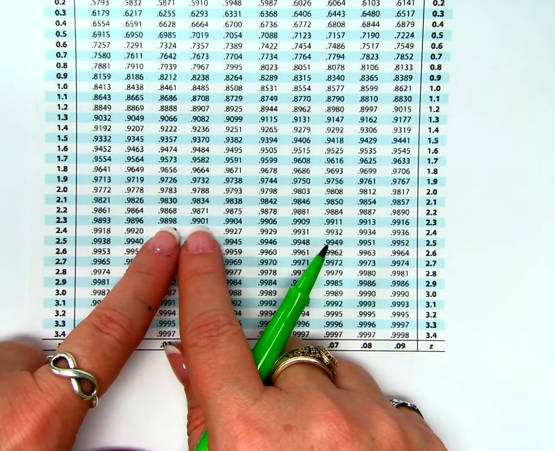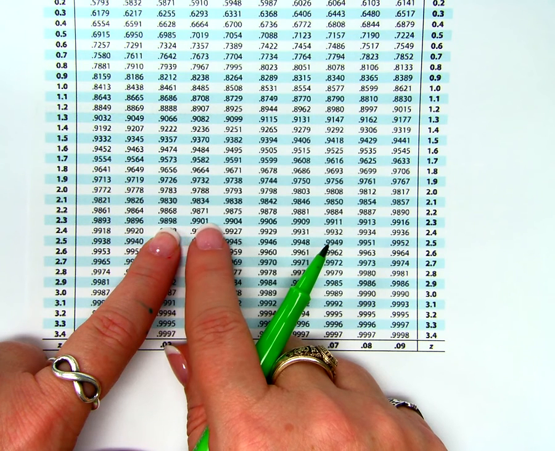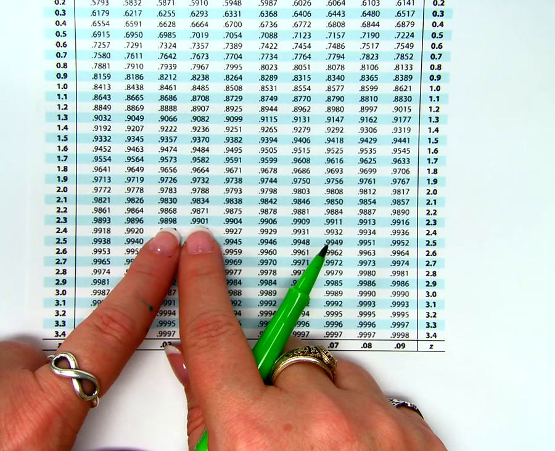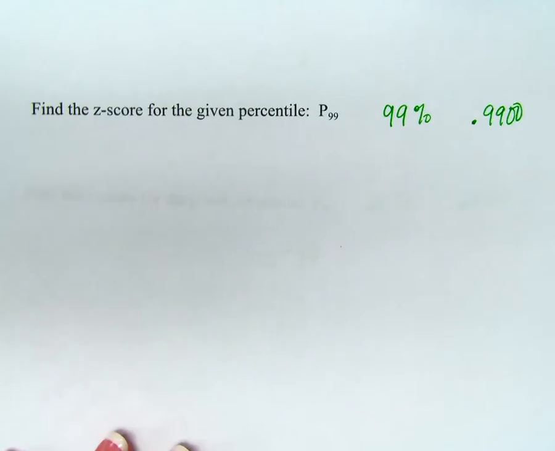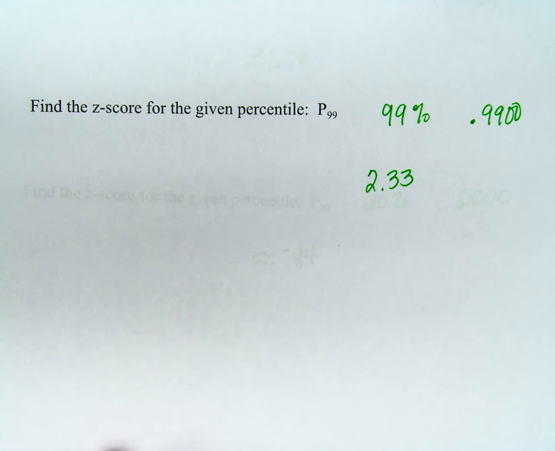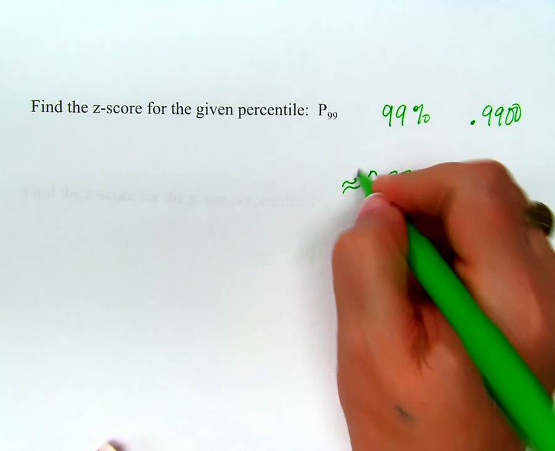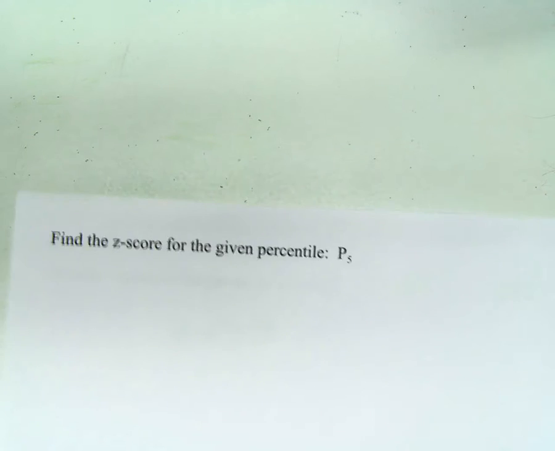Which one's closer of these two? The right one. This is only 1/10,000th away, and this is 2, right? So 2.33. Got it? Oh, it's approximate too, isn't it? All right. Any questions about that? You got that okay?